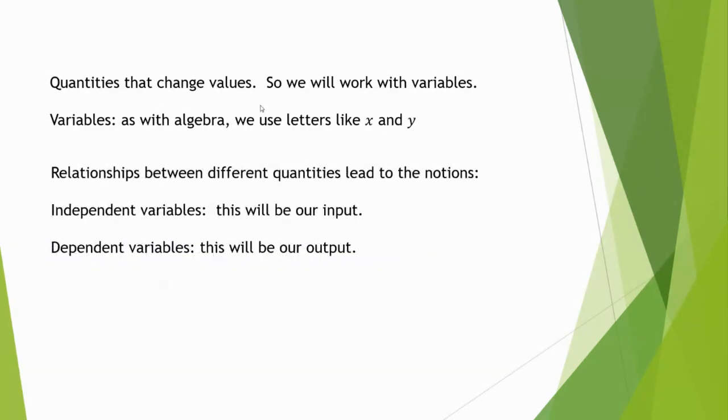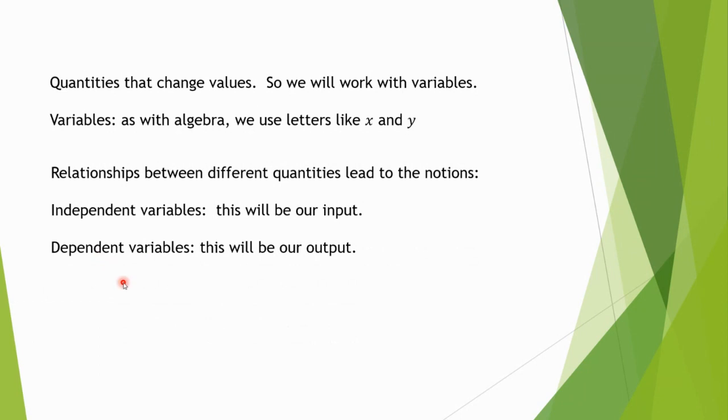And again, there are going to be relationships between different quantities. The idea is, with functions, one quantity will depend on another. So for instance, with exercise and how healthy you are, how healthy you are will depend on how much you exercise. So there's some kind of dependence going on between different quantities. The one that depends on the other, that's what we call a dependent variable. So that's the one that actually depends on the other.